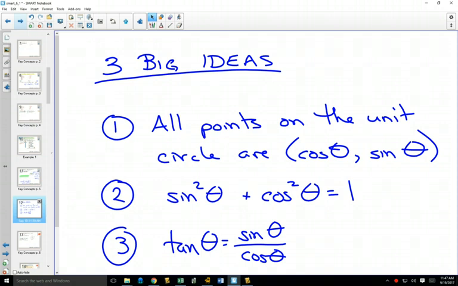SOHCAHTOA, if that's how you remember it. Does anybody rearrange it? Toa Kaso? Anybody do it in a different order? No? No. But you could, right? And we're going to learn in this unit the reciprocal functions for sine, cos, and tan. So you're going to learn about cosecant and secant and cotangent. But at the end of the year, these ideas you're going to feel are common sense, that you've just known them your whole life, even though you just learned them today as your 3 big ideas.